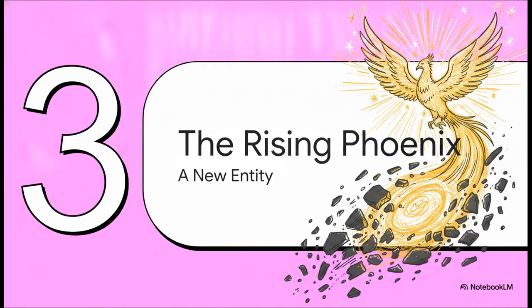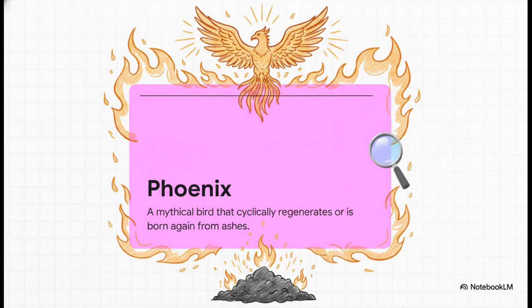So, the crucial point is, what exactly emerges from all this destruction? Let's move to Section 3, the rising phoenix, and find out. From that glowing golden light emerges a phoenix. A phoenix, as you probably know, is the classic mythical bird that cyclically regenerates, right? It gets new life by rising from the ashes of its predecessor.